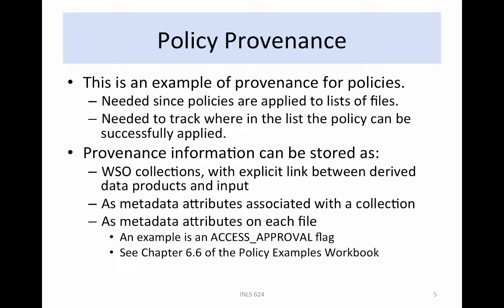Provenance information can also be used to control the status of files within a collection. Each policy can check a provenance attribute to decide whether or not the policy can be executed. The typical example is to retrieve a list of files that will be processed by the policy. Attributes are checked on each file to determine which files can be processed by the policy. In this example, the provenance information is associated with each file.